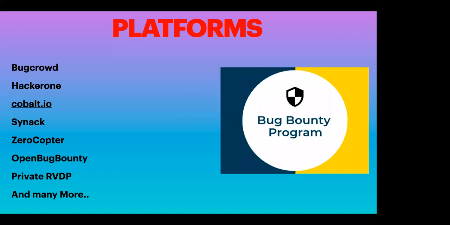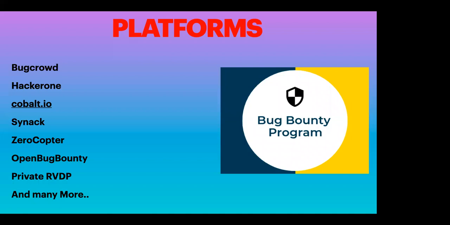Now, talking about programs where you can start your bug bounty hunting journey. There are many programs like Bugcrowd, HackerOne, Cobalt, Synack, Zerocopter, Open Bug Bounty, and there are some private RVDP programs as well. RVDP stands for Responsible Vulnerability Disclosure Policy. These are the most famous programs where you can sign up for free. Once you sign up, you can see that there are multiple programs already on these platforms. You can pick one program, read their policy, read which domains are in scope, and then start your hunting journey.